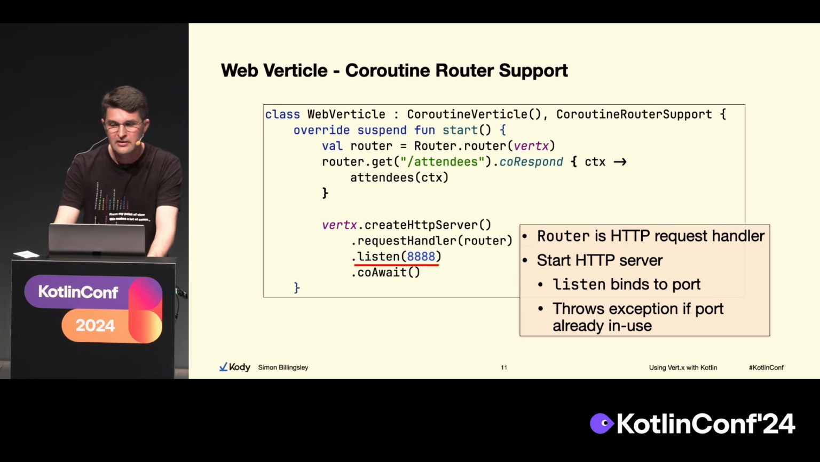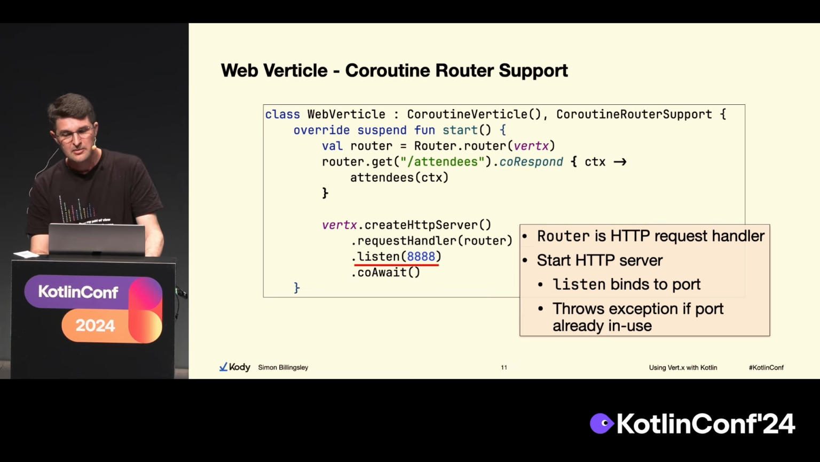So the router is configured as the request handler for the HTTP server, and the listen method binds the server to a port, and Vert.x returns a future, but we can use coAwait here. If the port is already in use, then the exception thrown will cause the application to shut down, which is what you'd expect.